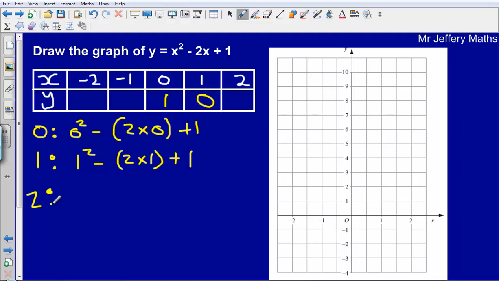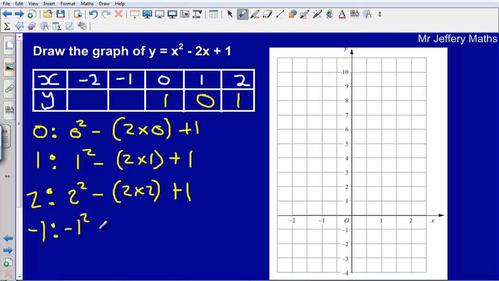Then let's do 2. 2 squared minus 2 times 2 plus 1. So that gives us 4 minus 4 plus 1. That gives us 1 as well. Let's take a look at negative 1. This is where we need to be a little bit more careful.